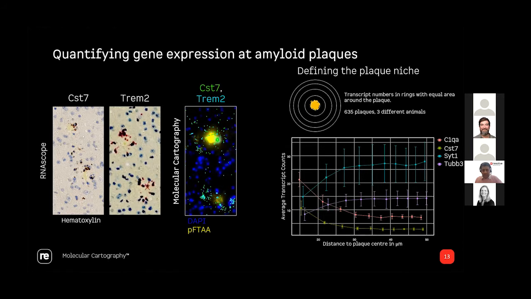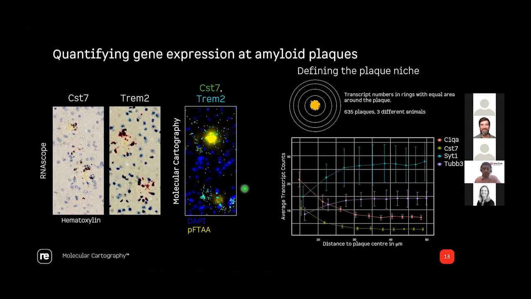So CST7, I already show you here the raw data. CST7 is really highly expressed in the vicinity of the plaques, and as you go further away from the plaques, expression goes down, and the same is true for C1QA. On the other hand, the expression of SIT1 is quite low in the vicinity of the plaques when compared to away from the plaques, right? And we have done that for all the 100 genes in the panel.